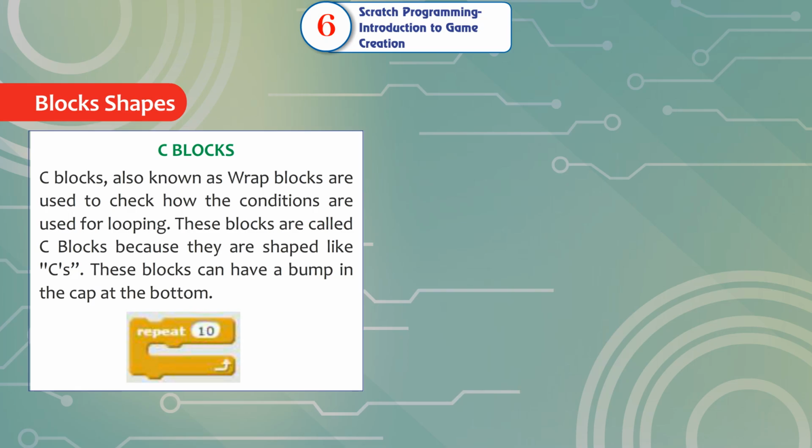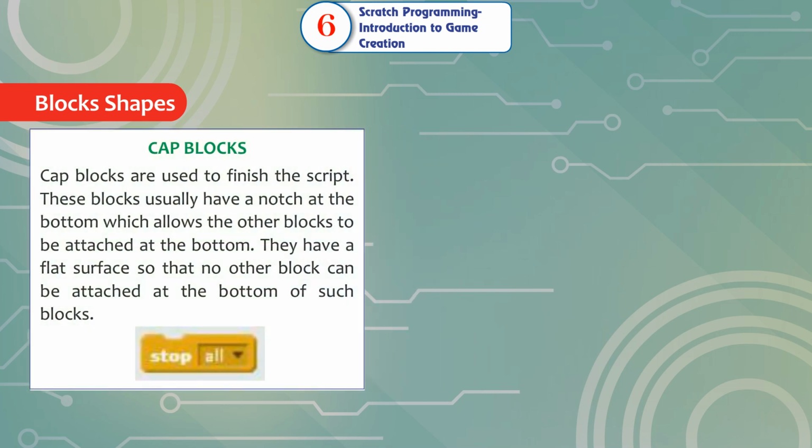C blocks. C blocks, also known as wrap blocks, are used to check how the conditions are used for looping. These blocks are called C blocks because they are shaped like Cs. These blocks can have a bump in the cap at the bottom. Cap blocks. Cap blocks are used to finish the script. These blocks usually have a notch at the bottom which allows other blocks to be attached at the bottom. They have a flat surface so that no other block can be attached at the bottom of such blocks.